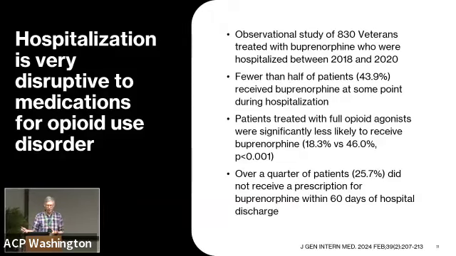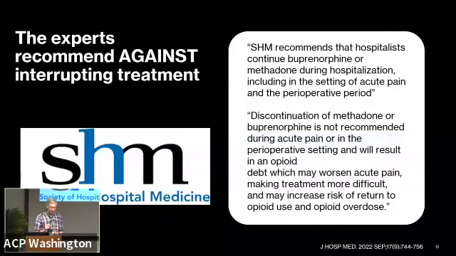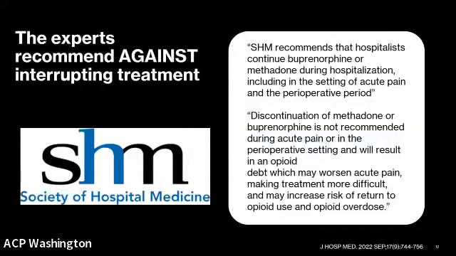Patients treated with full opioid agonists were significantly less likely to receive buprenorphine. So you can see here 18% versus 46% among people who were not treated with short-acting opioids or full opioid agonists. And then most concerningly, over a quarter of patients did not receive a prescription for buprenorphine in the 60 days after their hospital discharge. So the Society of Hospital Medicine recommends, these are guidelines from a couple years ago, recommends against interrupting treatment whenever possible.